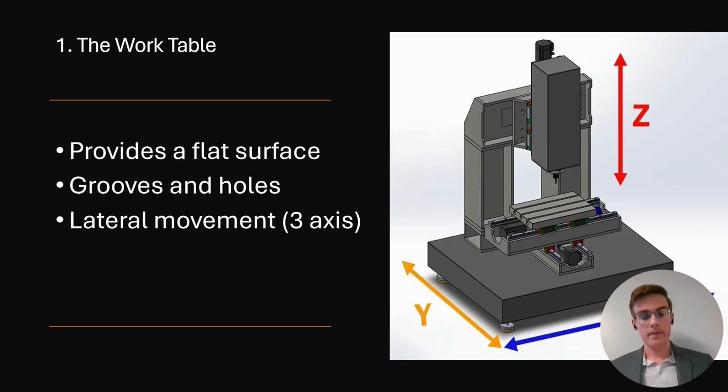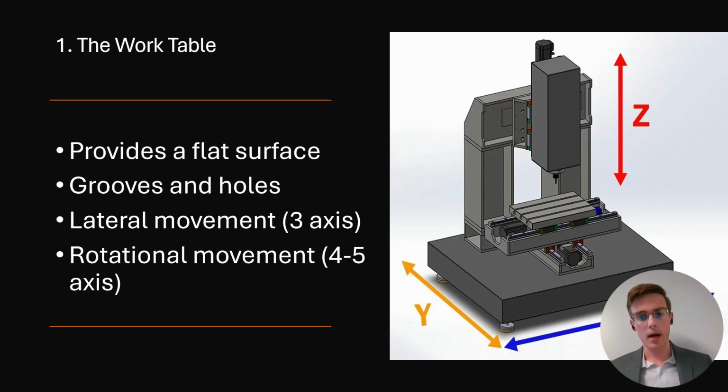And then you can see in the figure here, like we talked about before, generally the work table is going to move laterally. So it's going to move along the x-axis and the y-axis, so horizontally and backwards and forwards. There are some cases on more complex 4 and 5-axis machines where it can rotate as well, but in the vast majority of machines, it's just going to be that lateral movement.